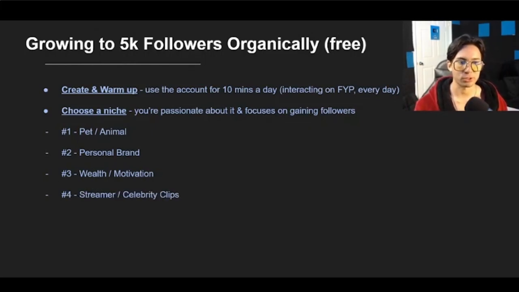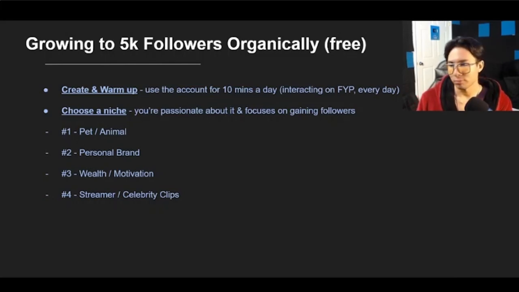Number 4 is the streamer and celebrity clips. This used to be an amazing way to grow fast, except now it's super saturated. Right, it's all over the place. So people don't really follow these pages as much. That's why it's ranked number 4 on this list. But it still does work. If you have a viral video that hits a couple million views, you might get to 5,000 followers.